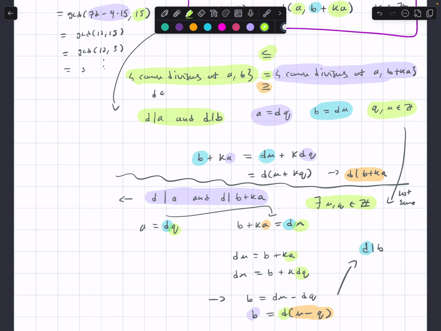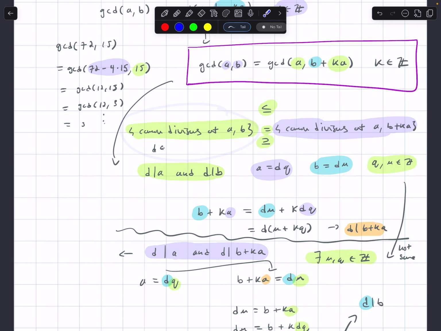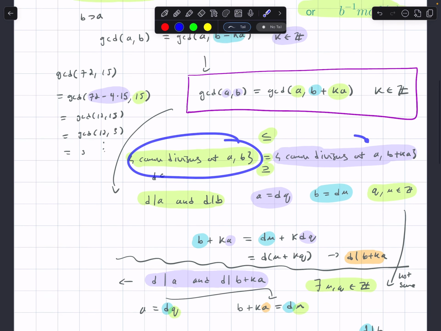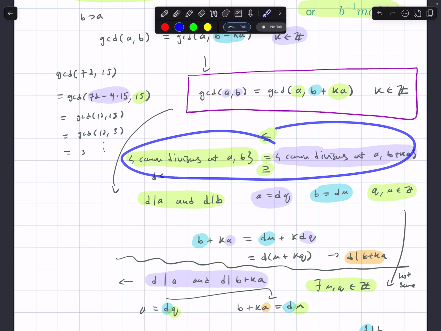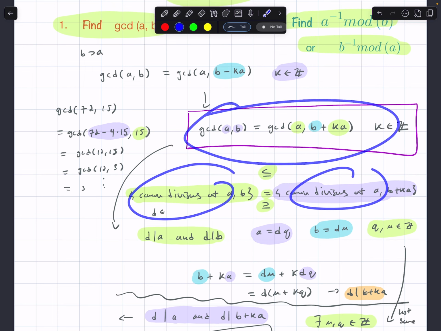We just showed, and I'll change this from orange to officially green now, the opposite inclusion: that the common divisors of A and B are the common divisors of A and B plus K times A. So if the set of common divisors of A and B and the set of common divisors of A and B plus K times A are the same, then their greatest elements are the same. And that's why this works. So this is true.